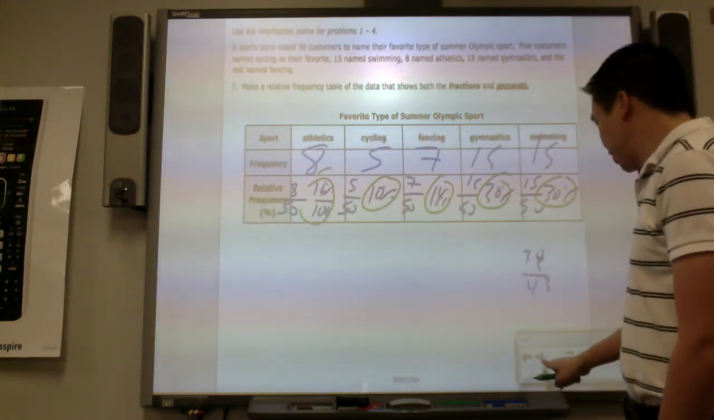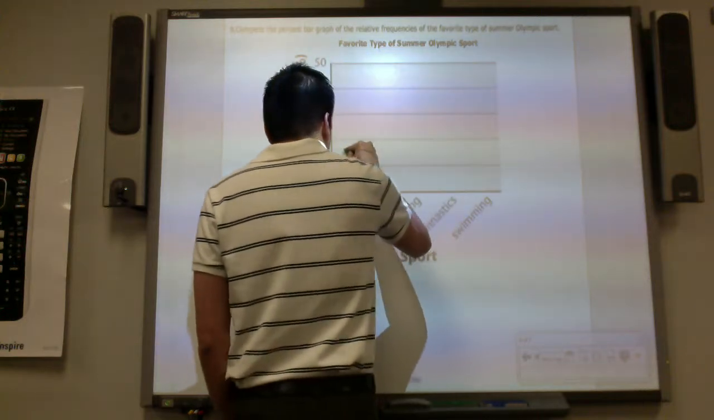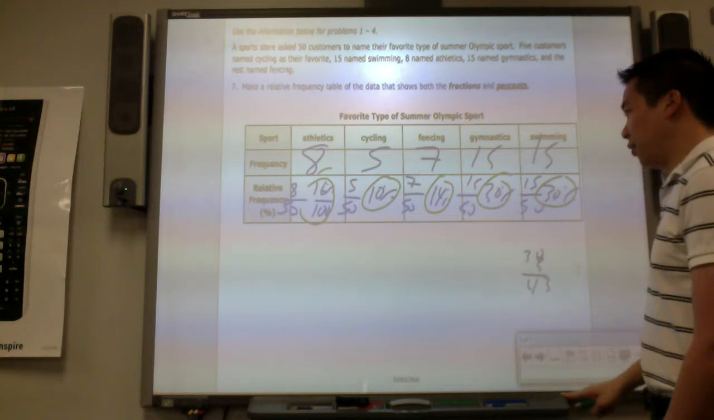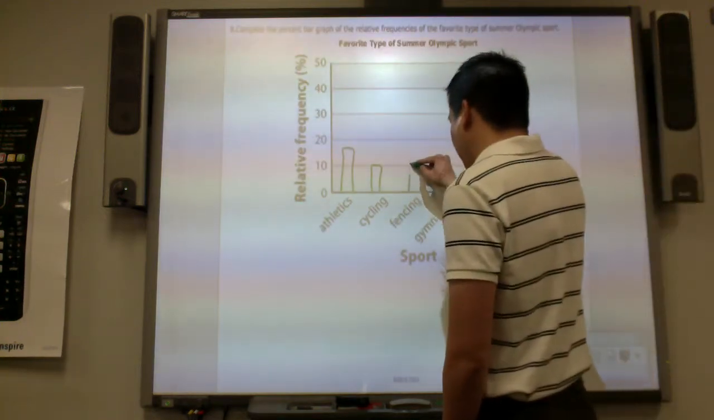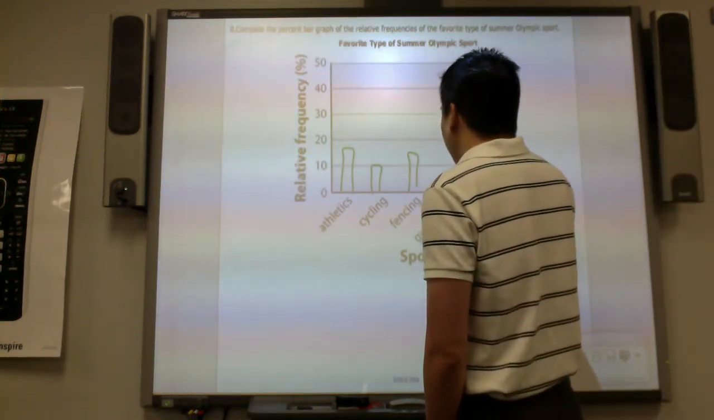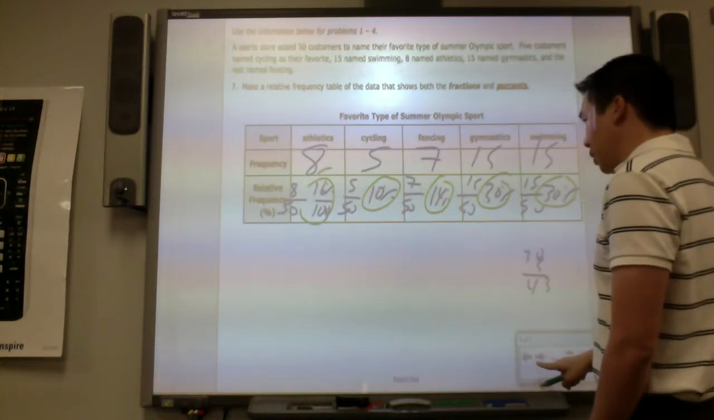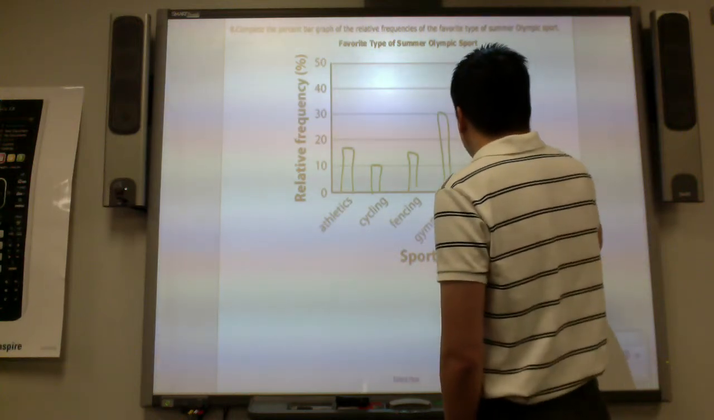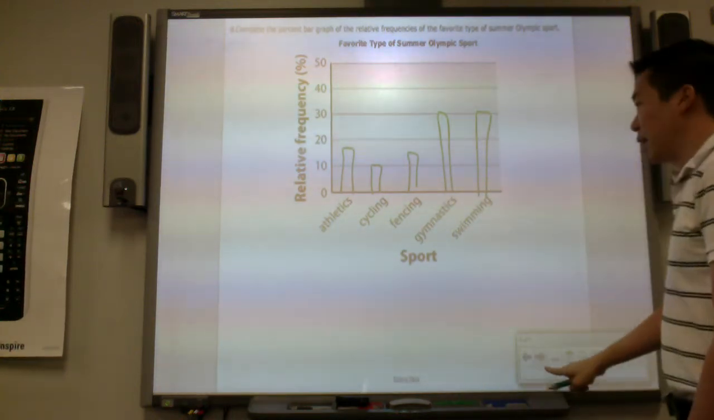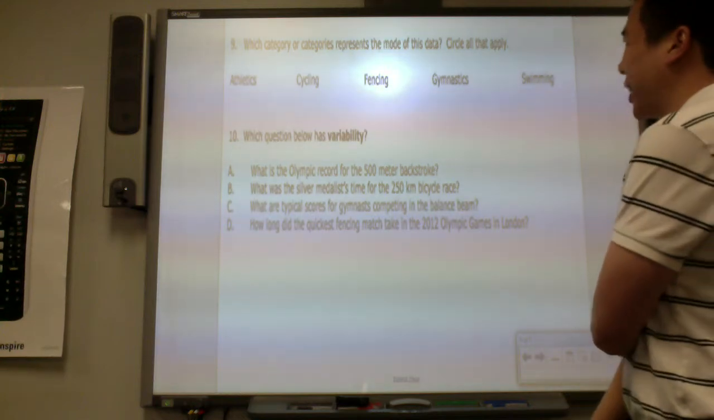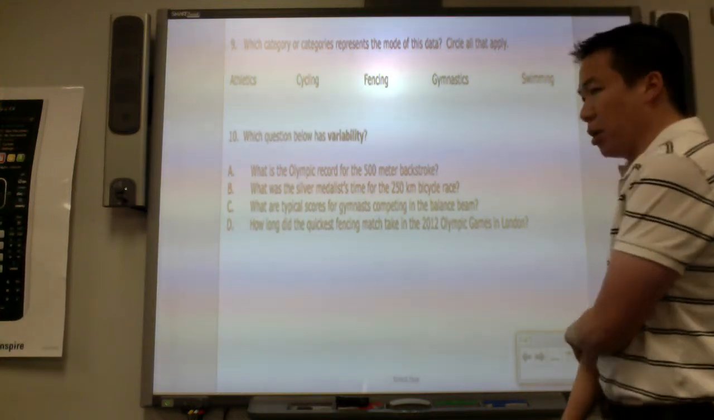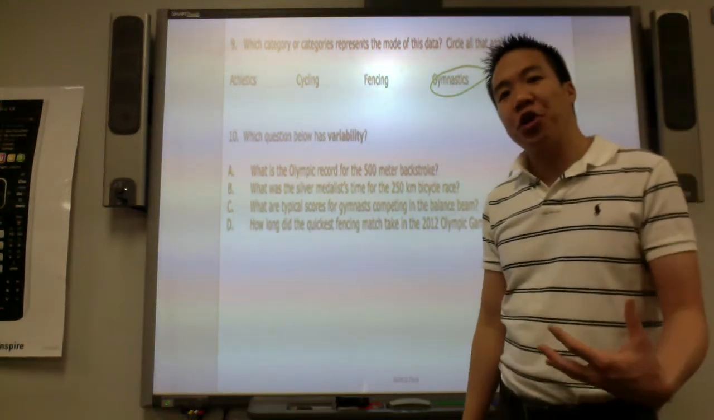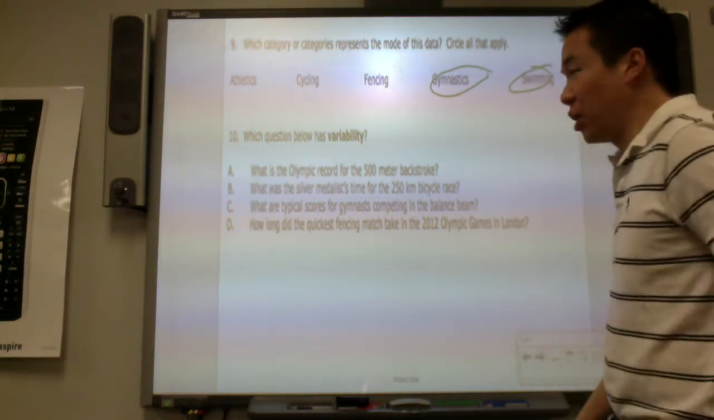So athletics was 16%. The 16% would go right here. 10% would go here. 14, 30, 30. 14 will go right here. 30% will go right here, and 30% will go here. Next, which category represents the mode? Mode is the most common. Well, gymnastics and swimming. They both represent 30%. And it's the same number.